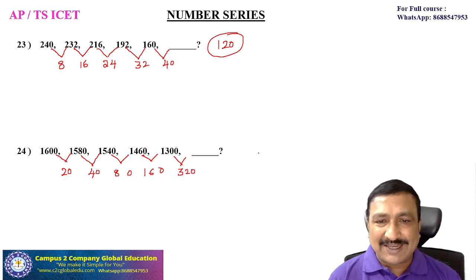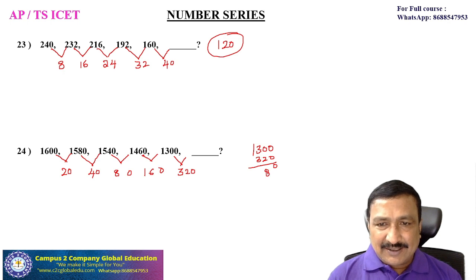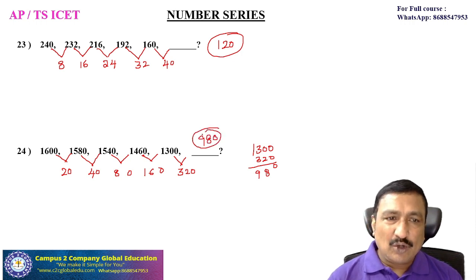So if you subtract 1300 minus 320, which is equal to 980. So 12 minus 3 is equal to 9. So the answer for this question is 980, friends. We'll go to the next problem.